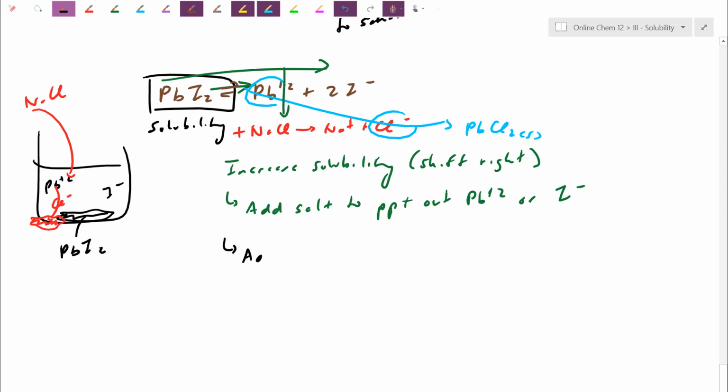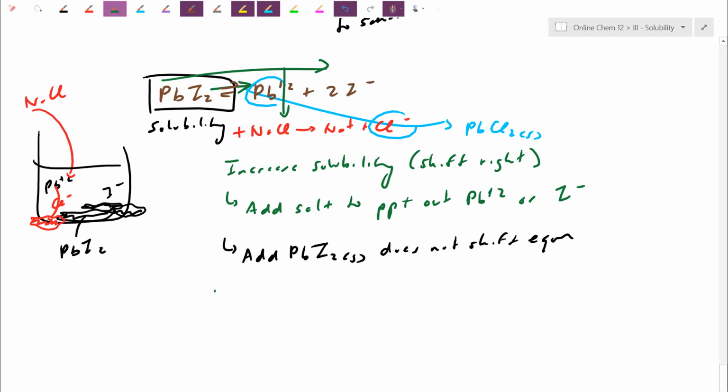I'm going to make a note here. If you try to add PbI2, remember this one here is a solid, you may end up with more PbI2 in solution. There's no doubt about that. But because this is a solid, this one here does not shift the equilibrium. Does not shift the equilibrium. So no change from adding the solid that is already participating in the equation.